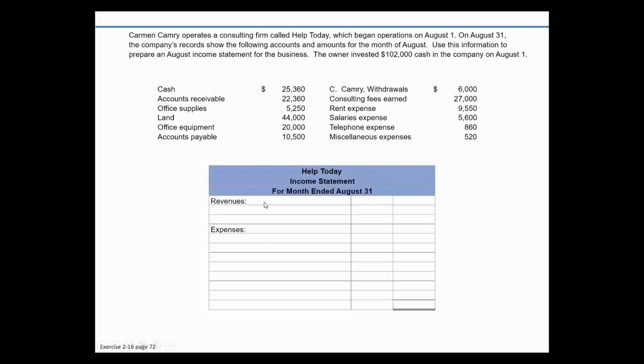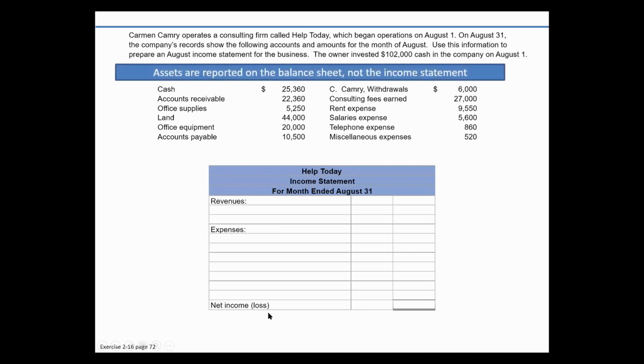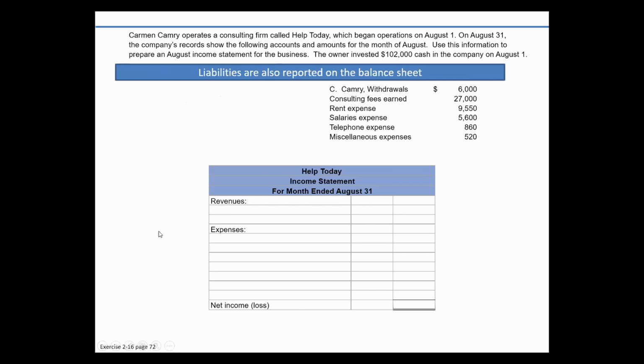So then we'd have to set up, we have revenues, expenses, and net income. Note that assets are reported on the balance sheet, but not on the income statement. So there's some of these things here that we don't need. Okay, so we'll go ahead and get rid of what we don't need. And then liabilities are also reported on the balance sheet, so we'll get rid of the liabilities.